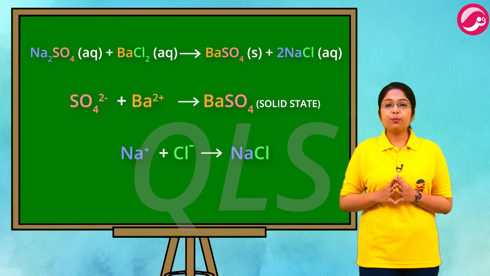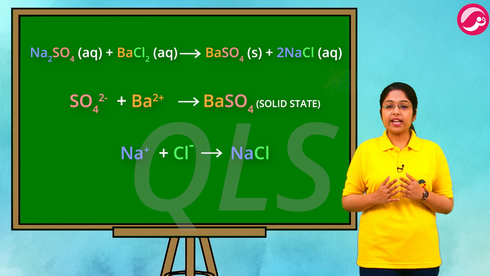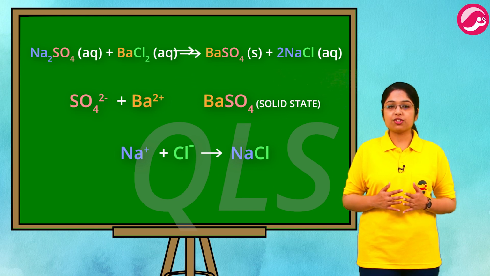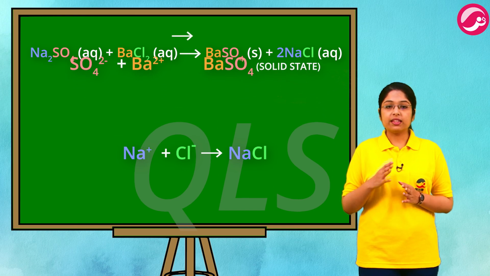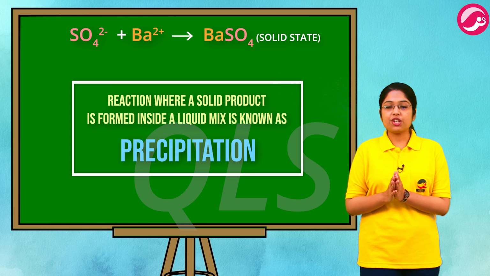Here, except barium sulfate, all other compounds remain in aqueous phase. Barium sulfate is not soluble in water and hence separates out from the reaction mixture as precipitate. This type of reaction where a precipitate is formed is known as precipitation reaction.